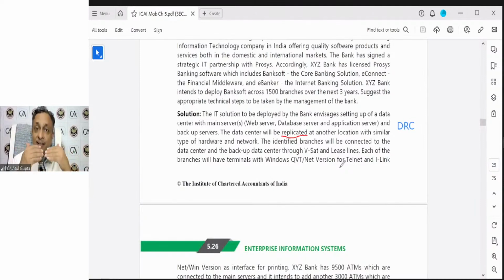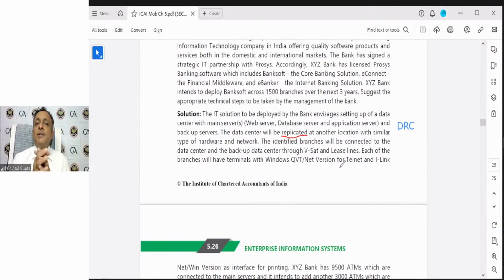So it is an impossibility that any of these banks' main server crashes and the banking operation stops. It is going to be a huge disaster if such an event occurs. So they have got a replicated database. Just understand that this line is very, very important. I'll just read through that.